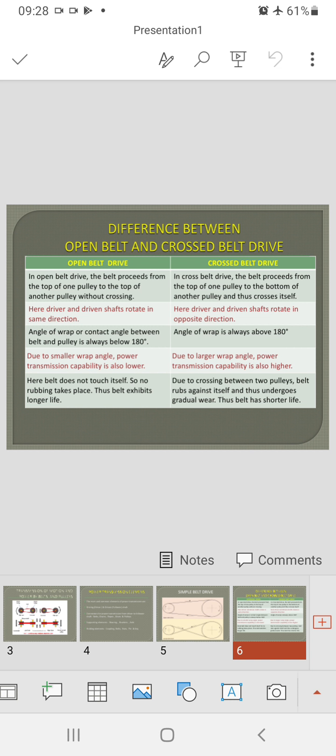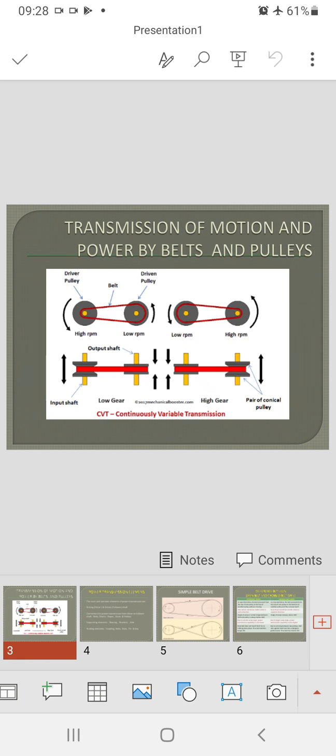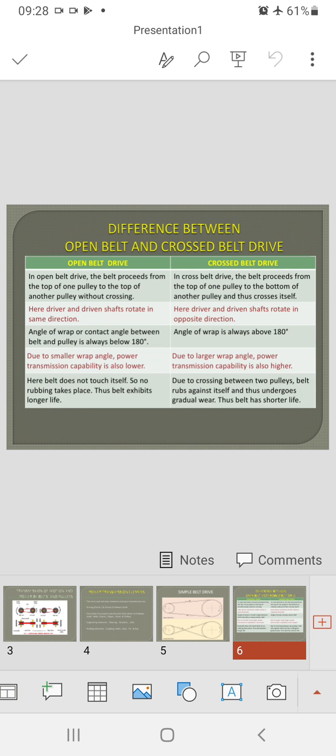But the cross belt drive is more advantageous because the angle of wrap or angle of contact is more, so the power transmission rate is high in the cross belt drive. But again, due to the cross itself, the contact of the belt is such that the vibration is less. So we adopt the cross belt drive in different rice mills and other places where it is required.